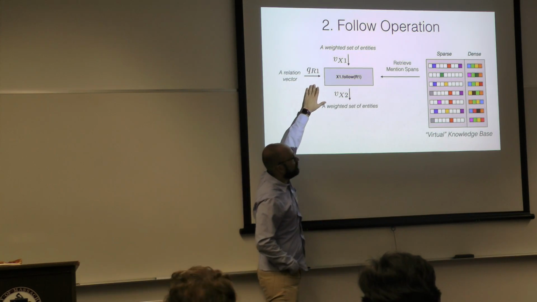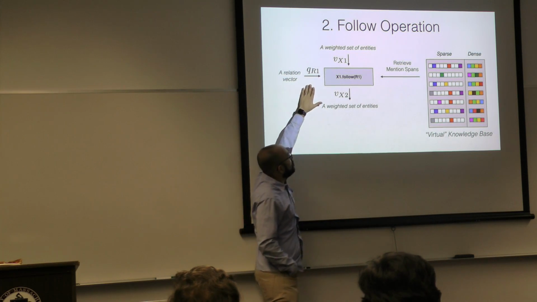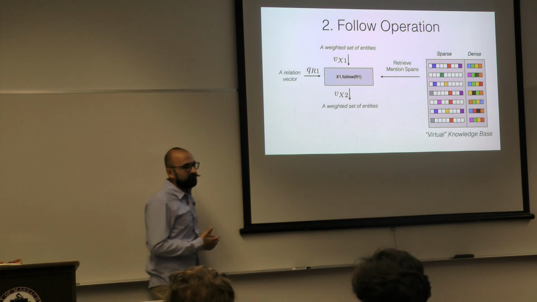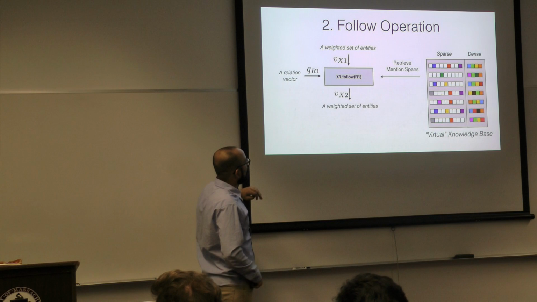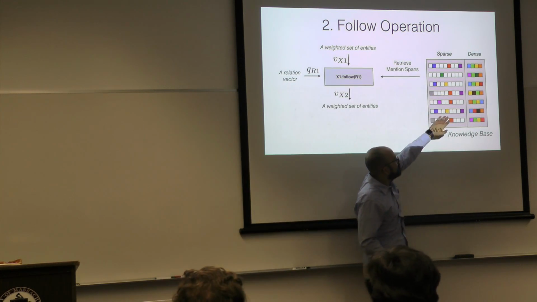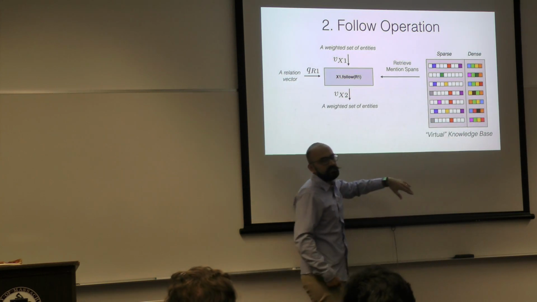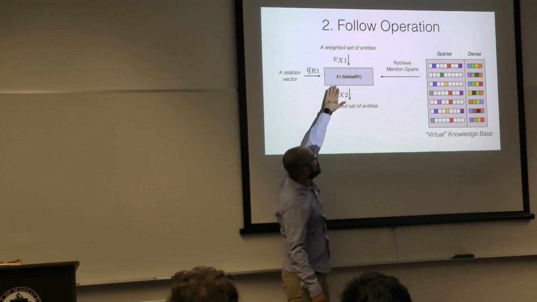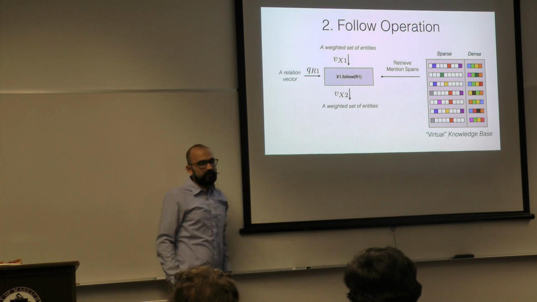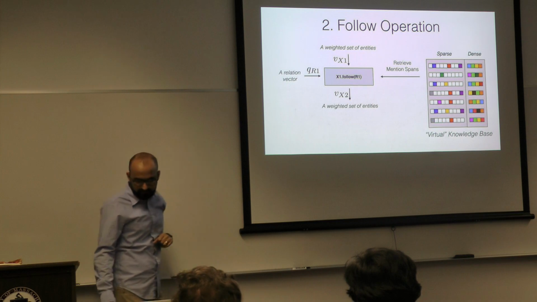And instead of explicit relation in a knowledge base, we're going to input a relation vector, which might come from an encoder function, for example, defined over a natural language question. And the way it's going to work is by retrieving spans, retrieving mentions from our virtual knowledge base, which match this condition, that they're related to one of the input set of entities by the relation specified here. And the output is going to be another weighted set of entities.